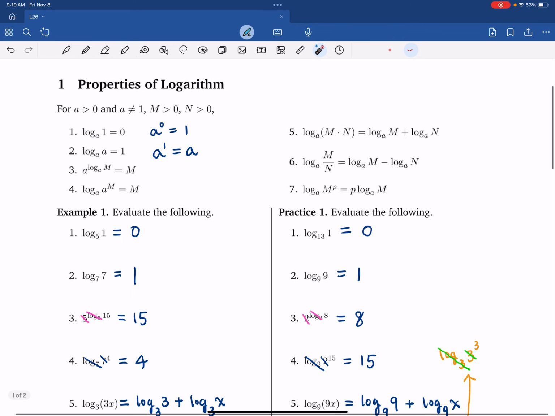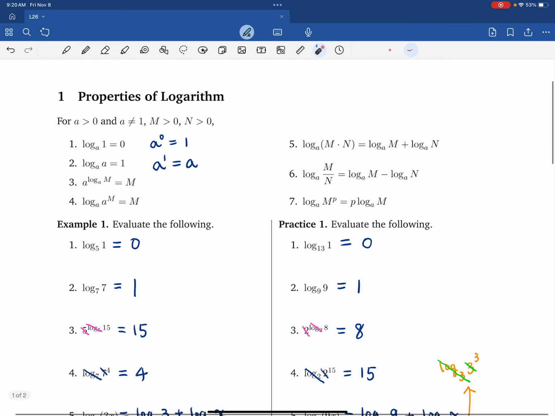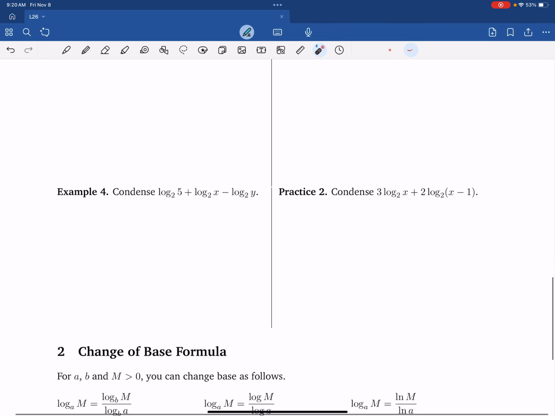So let's go to the first page. You're going to use these two properties. Notice that if you have a summation, which is a plus in the middle, right here, then you're going to write them as a product inside a single log function, right? If you have a subtraction in between, then you're going to write them as a quotient inside of the same log. And now we have both of them, so we're going to combine property 5 and property 6. Let's use this one to demonstrate. So first, we're going to write the main log function, which is the common log function, log base 2.